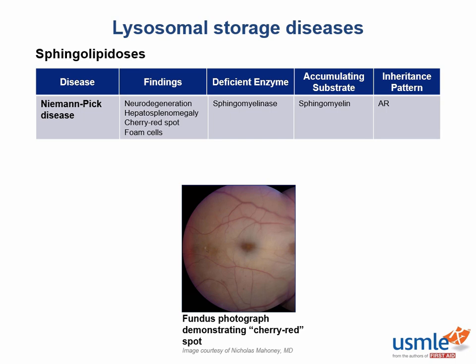Now next up, we have Niemann-Pick disease, and this is caused by sphingomyelinase deficiency, and it leads to sphingomyelin buildup. And what's a quick way to remember this?